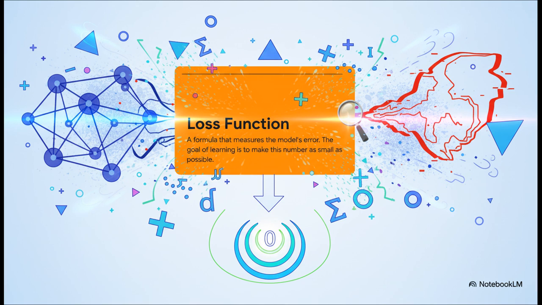And that's where something called a loss function comes in. It's basically just a formula that calculates a single score, a number that represents how far off the model's predictions are. The goal is simple. Get that number as low as you possibly can.